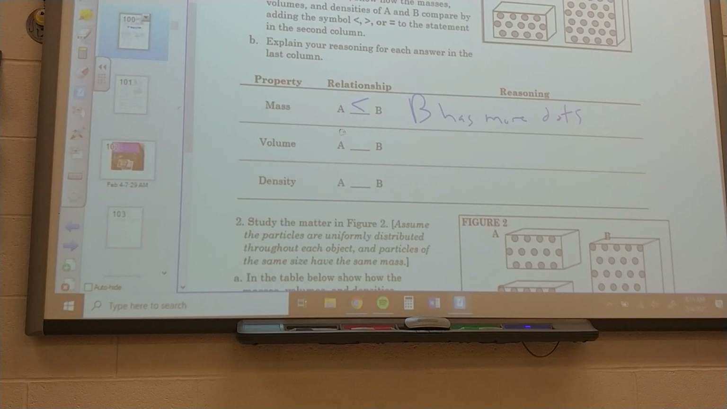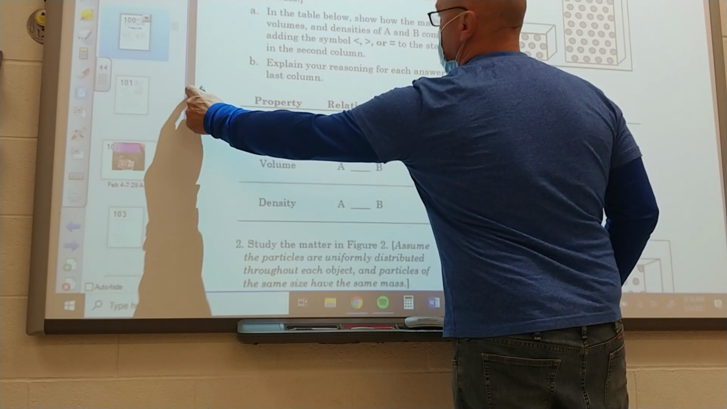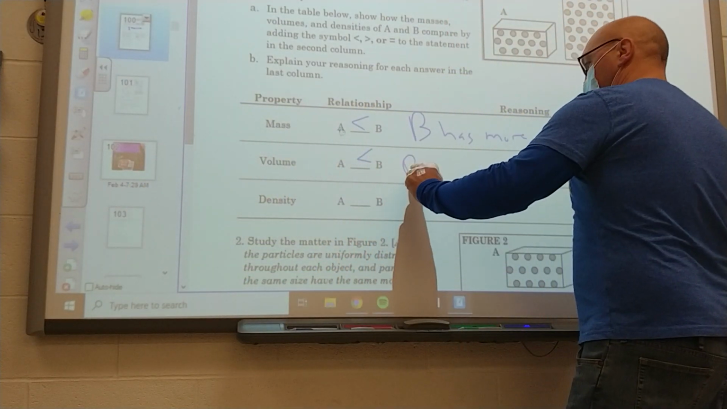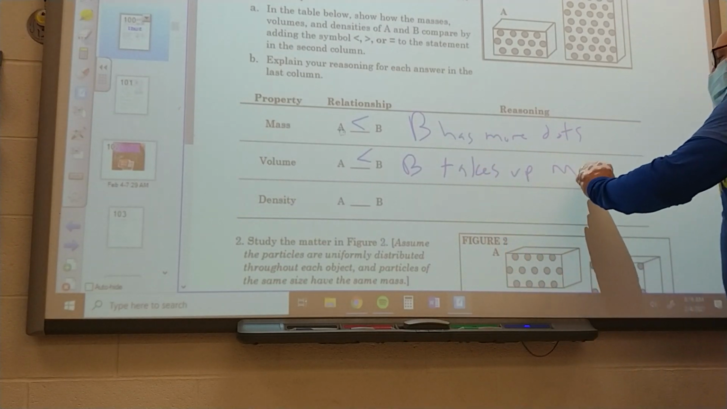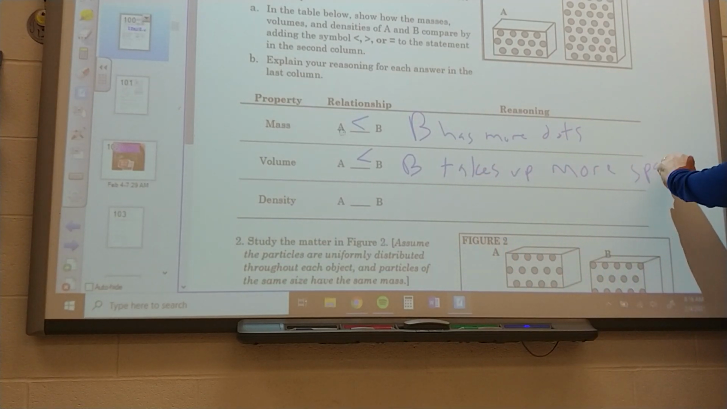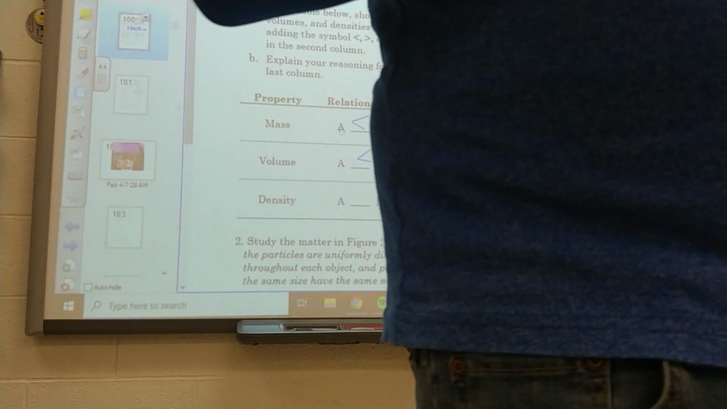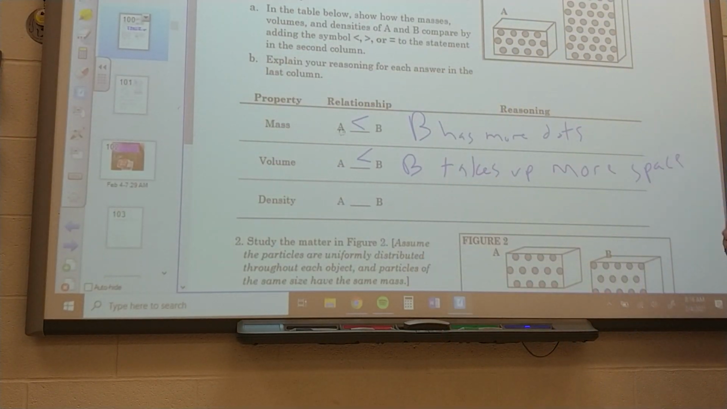All right. Volume of A versus B. Volume is just how much space something takes up. So obviously, B takes up more space. If we said bigger, couldn't we go down a rabbit hole of what do you mean by bigger? Do you mean more mass? Or do you mean more space? So I just want to make sure. Density, no calculations needed. Well, maybe, I don't know.